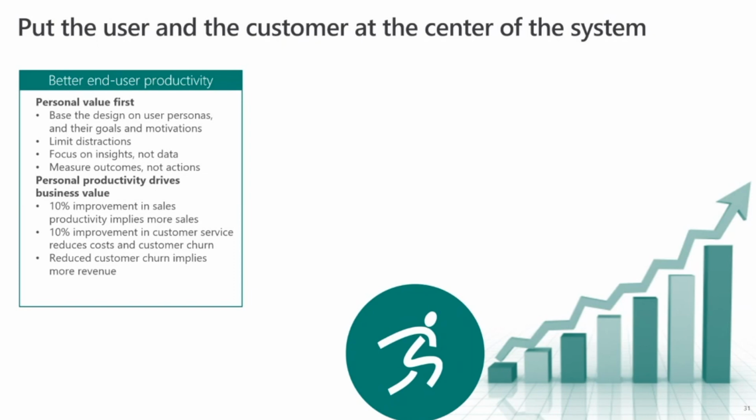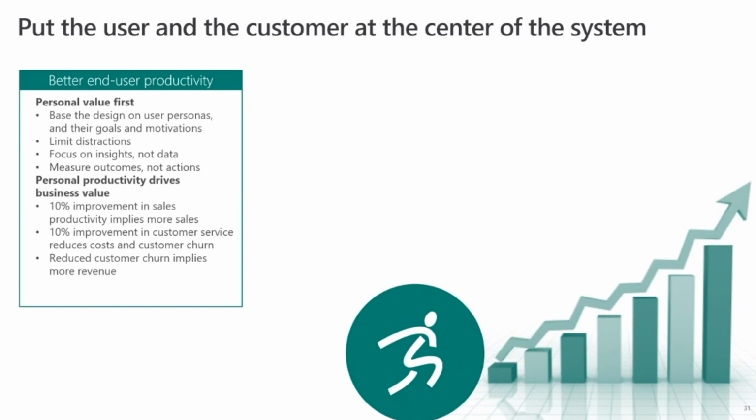So better end user productivity, personal value first, base the design on user personas and their goals and motivations. Limit distractions, really focus on user roles. An app is really helping you get your work done. So you don't have to figure out what they should do. It should really be process driven. Focus on insights, not data. So that's, insights is really about acting on things that you see.